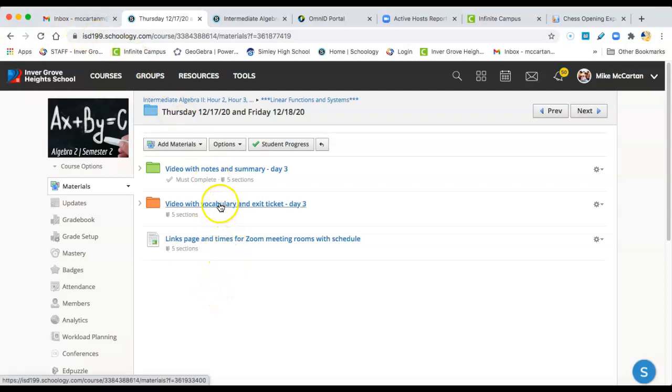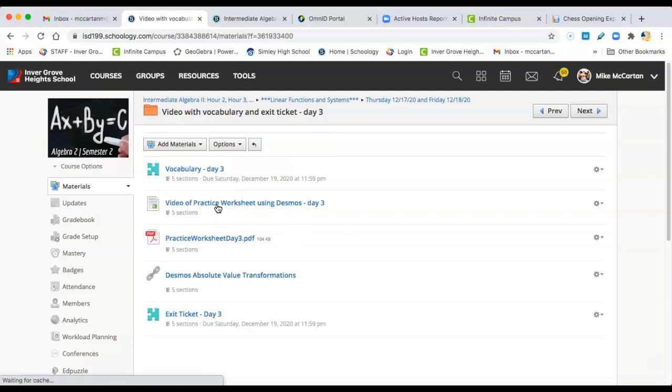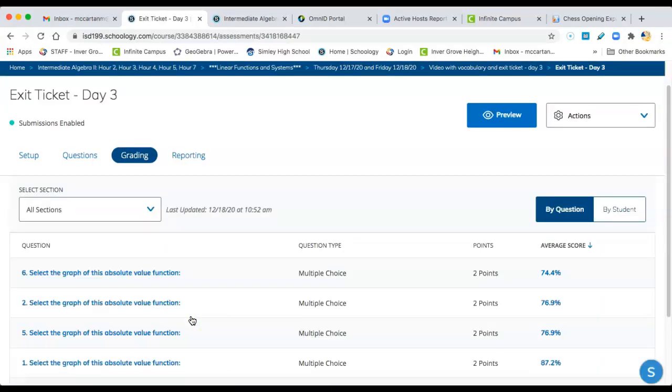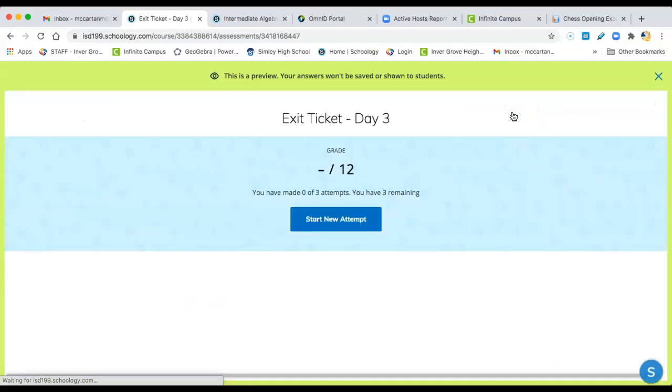All right, it's in the bottom folder, day three again. It's in the orange folder. It's right down here, okay? We're not going to use Desmos. We're just going to look at it. Do preview.